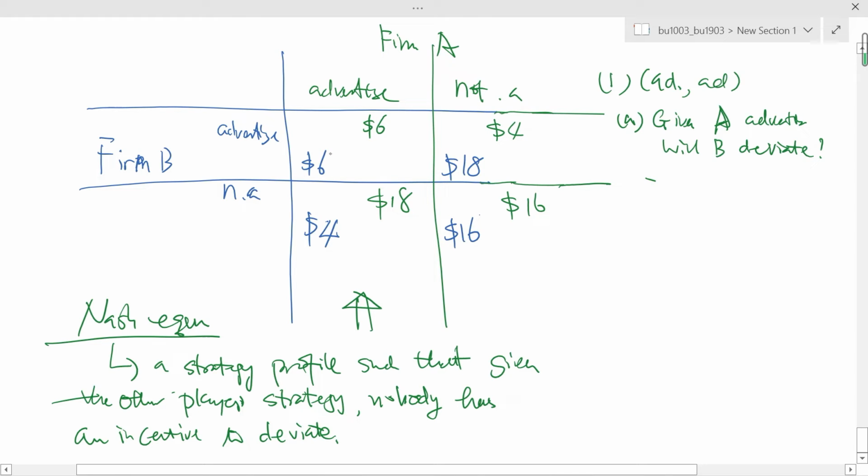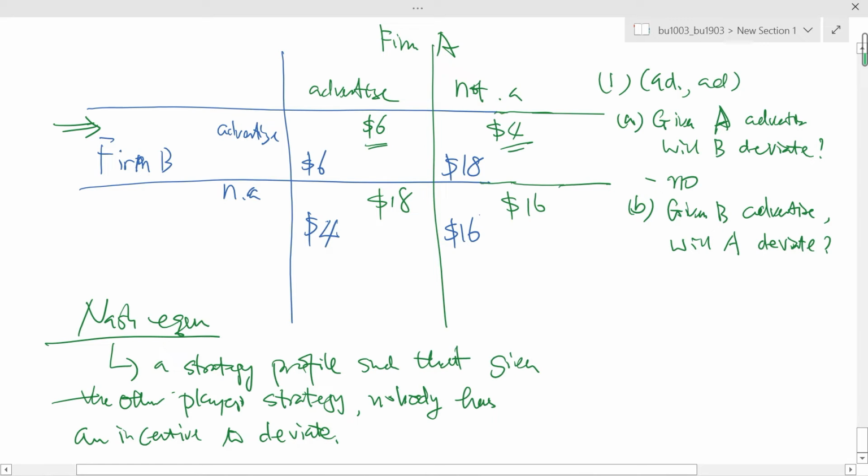If B advertises, the payoff is $6. If not, it's just $4. So the answer is no. Then second question, given B advertises, will A deviate or not? Given B advertises, then we are in this row. Will A deviate? If A advertises, the payoff is $6. If it deviates to not advertise, the payoff is $4. Then clearly the answer is no. Given that both are no, we conclude that advertise is a Nash equilibrium. So this is indeed a Nash equilibrium.